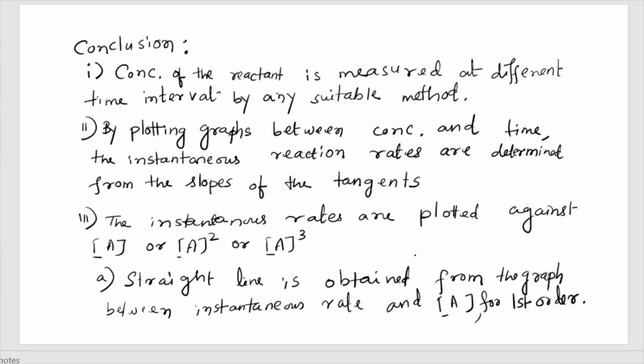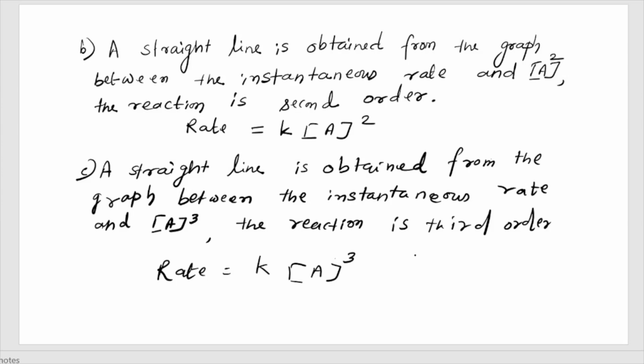The concentration of the reactant is measured at different time intervals by any suitable method, that is the graph or integrated equation method. So instantaneous rates are plotted against A, or A squared, or A cubed. Any graph you can plot, rate versus A to the power 1, A to the power 2, or A to the power 3. And a straight line is obtained from the graph, that is rate and A to the power 1, that is first order, rate equal to k, A to the power 2, that is second order.